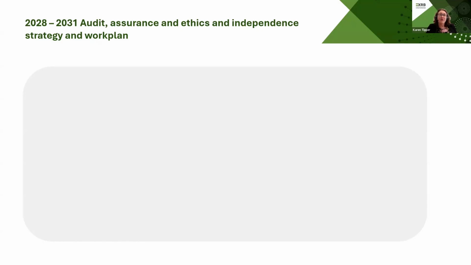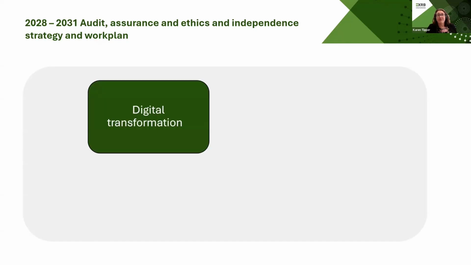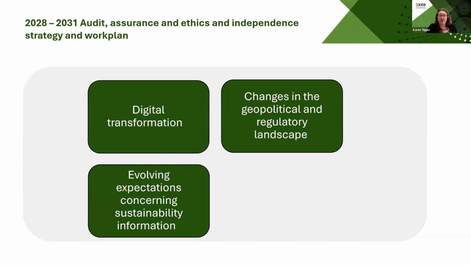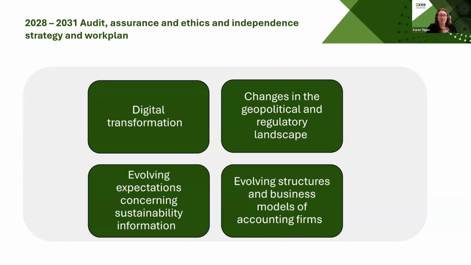So the two international boards identified four major environmental trends. The first of these trends was digital transformation, including the rise of AI and technology. The second was the changes in the geopolitical and regulatory landscape and how that is changing internationally. The third is evolving expectations concerning sustainability information and assurance and reporting. And the fourth was evolving structures and business models of accounting firms, including different investment models and attracting and retaining talent within accounting firms.